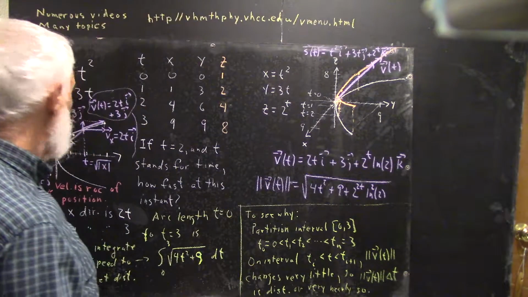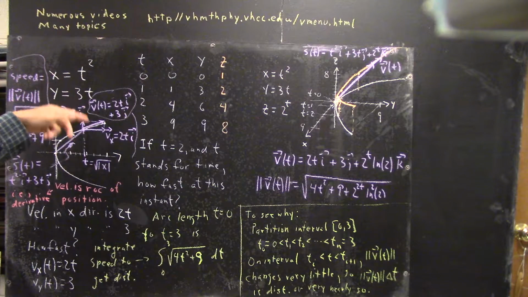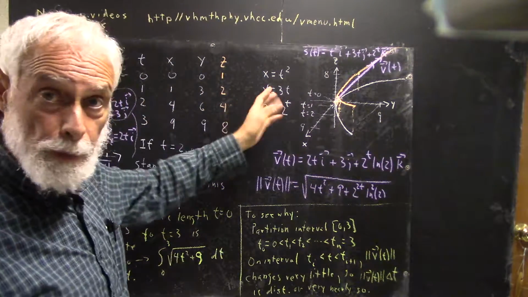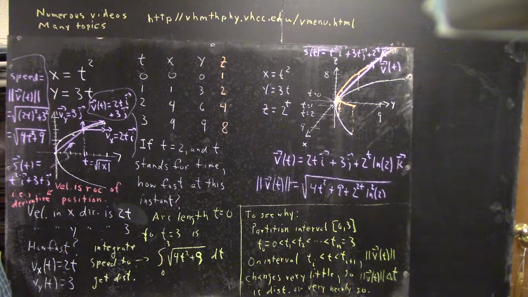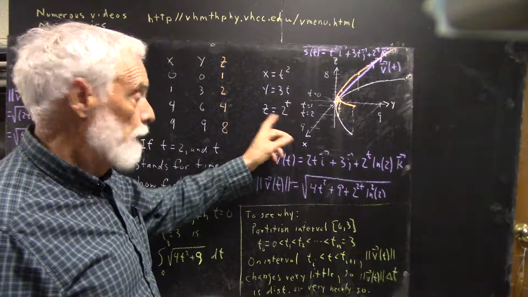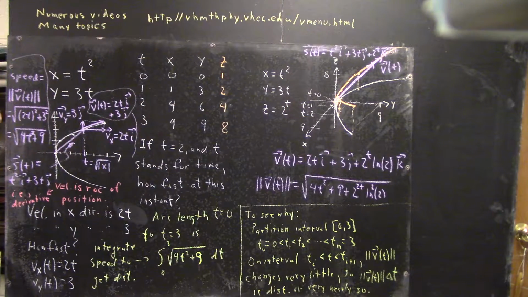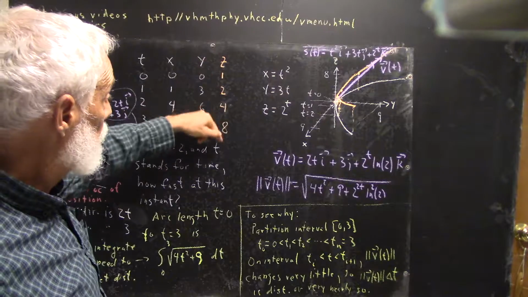Okay, I'm going to extend these parametric equations. I'm going to keep x equal to t squared and y equal to 3t because it's just very convenient to do that. And I'm going to add a z component. Z equals 2 raised to the power t.